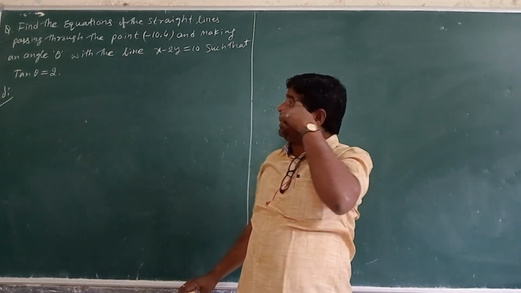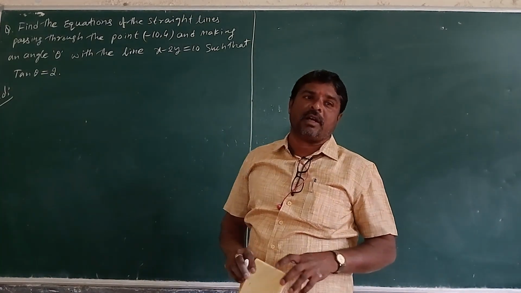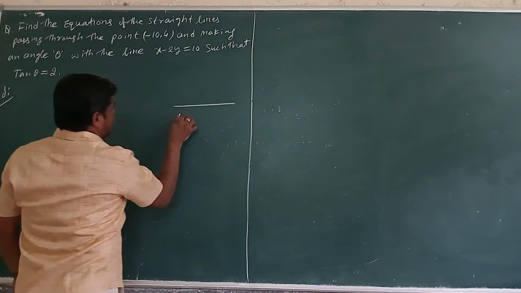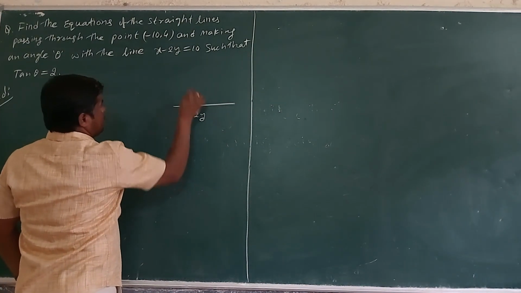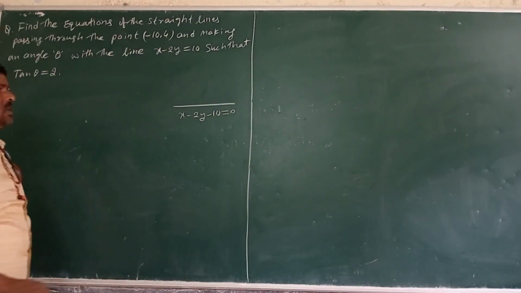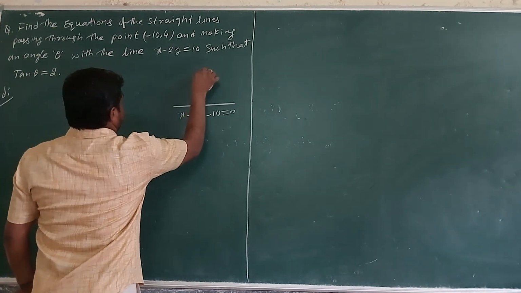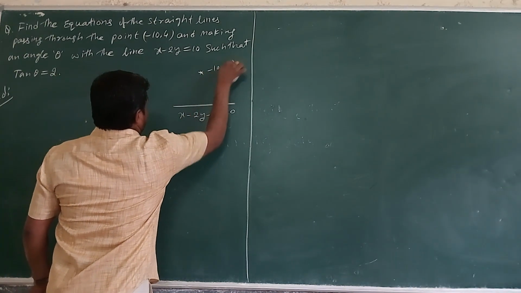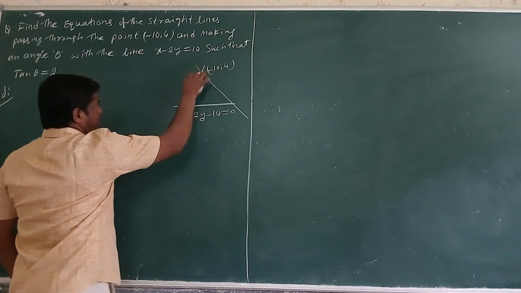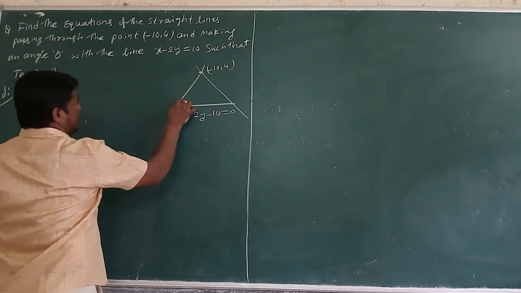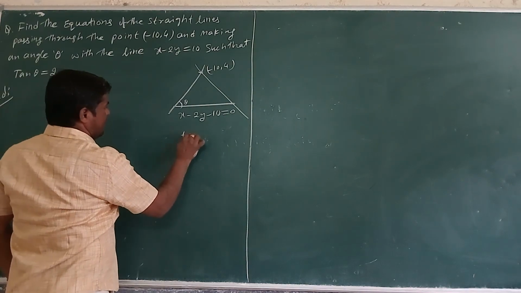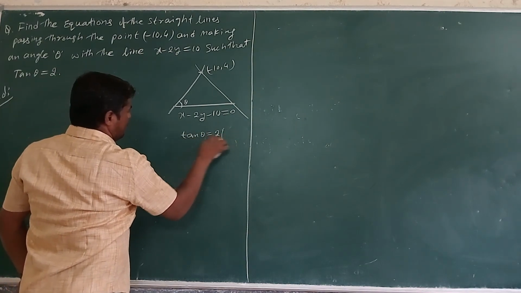Here the angle is not given directly, but the value of tan theta is given as 2. The line x minus 2y minus 10 equals 0 is the base of the triangle, passing through the point (-10, 4). Find the equations of the other sides of the triangle. This is one line, this is the second side, and the angle between the base and the lines is theta, given that tan theta equals 2.